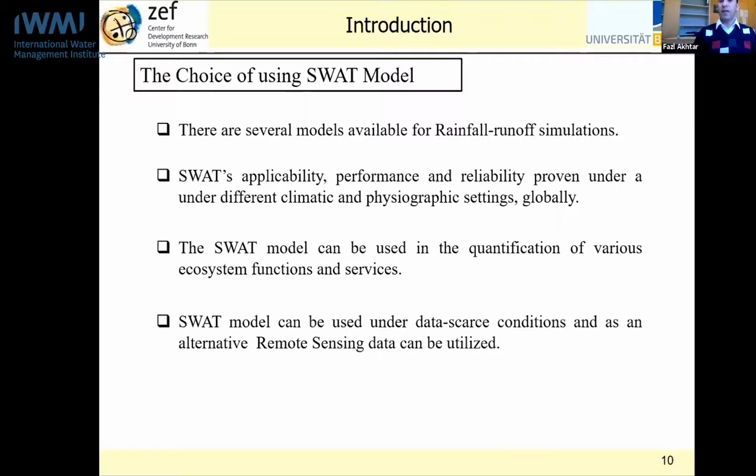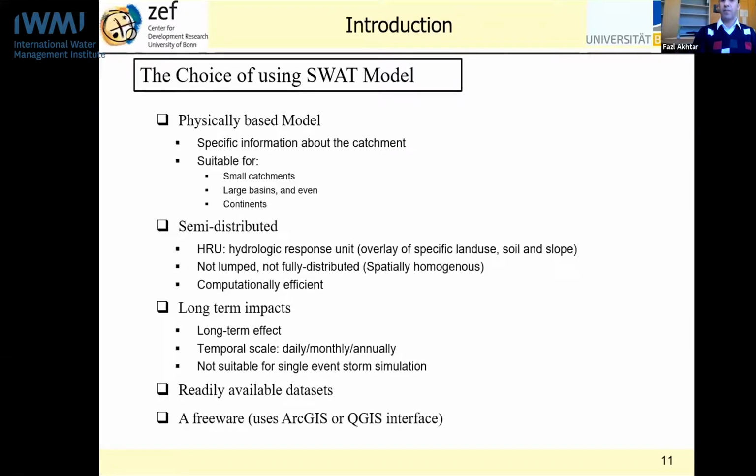And interestingly, since we are facing data scarcity, it's one of the best known models which can be used in a data scarce environment where remote sensing data can be utilized. It's a physically based model. We can use it on small catchments. It has been used already in a wide range of studies. It can be used on large basins, even at the continental level.